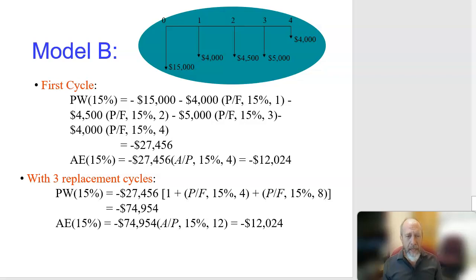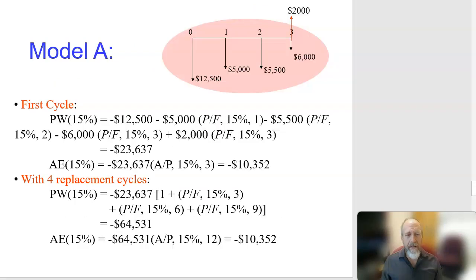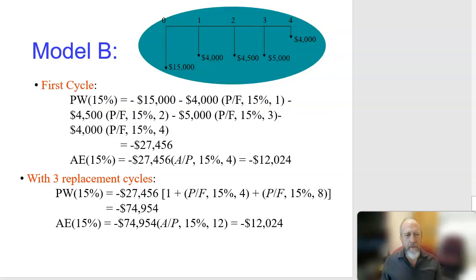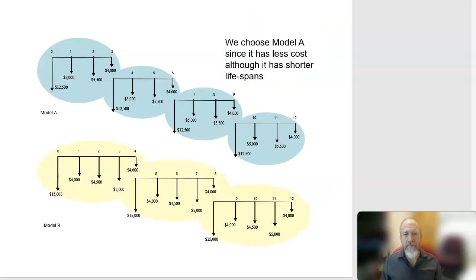Notice Model B, okay, the one that lasts for 4 years, has an annualized equivalent of -12,... that's a cost. A is -10,352. What does that tell you? Okay, B's costing you more than A. Now, you put them all together, so even though the lifespan of A is less than B, okay, it's 3 years versus 4 years, it still costs less. That's the beauty of the annualized equivalent.